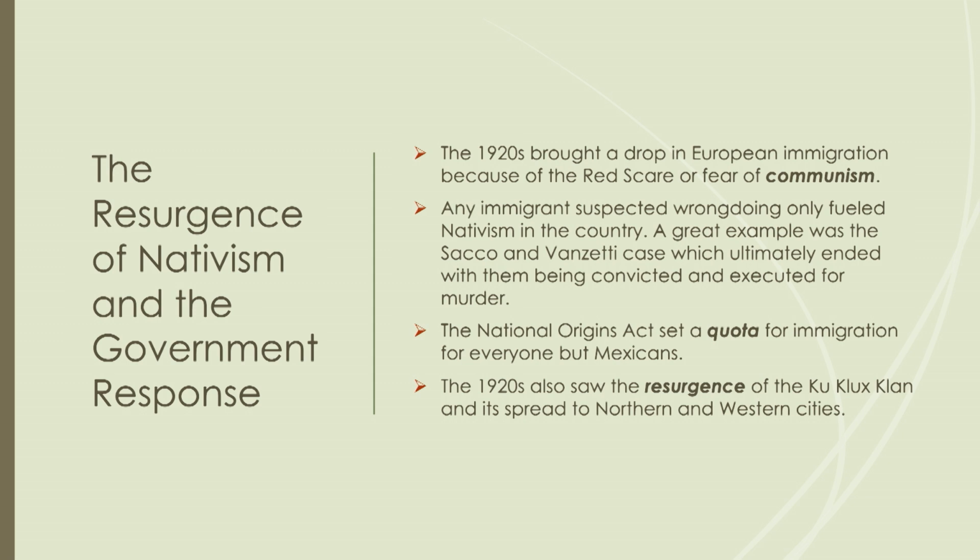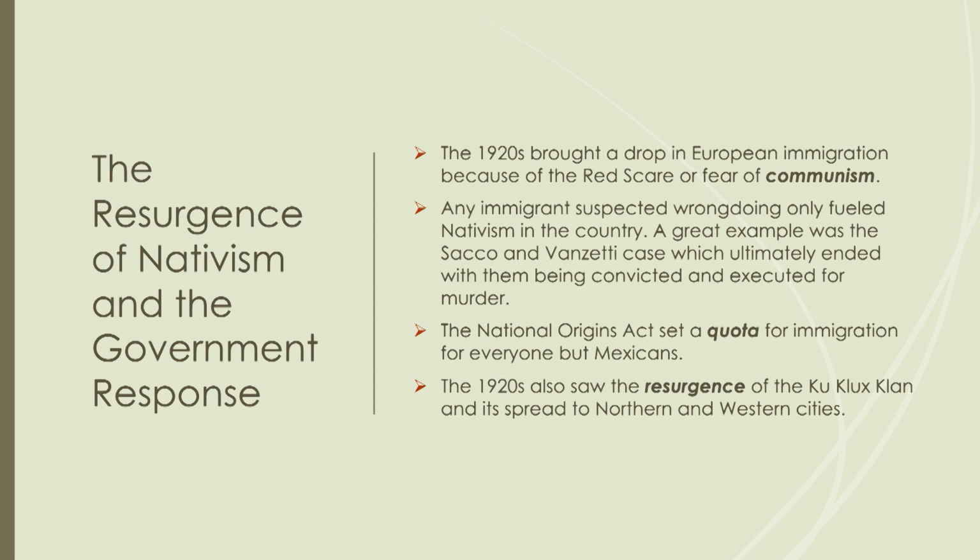So the National Origins Act set a quota of immigration for everyone but Mexicans. So if you were coming from Europe, there was a quota about how many would be allowed in from each individual nation. But if you lived in Mexico, you could come here, primarily because we needed people to work in the fruit fields and vegetable fields in the American South and West.